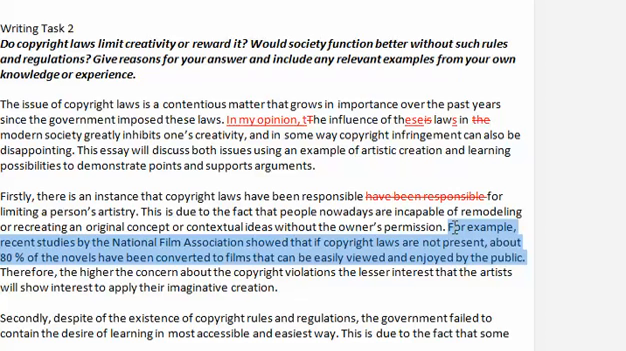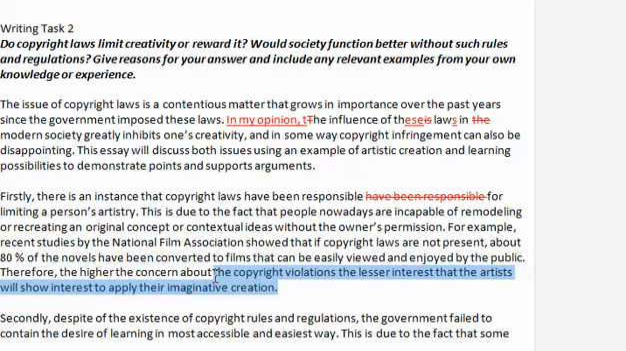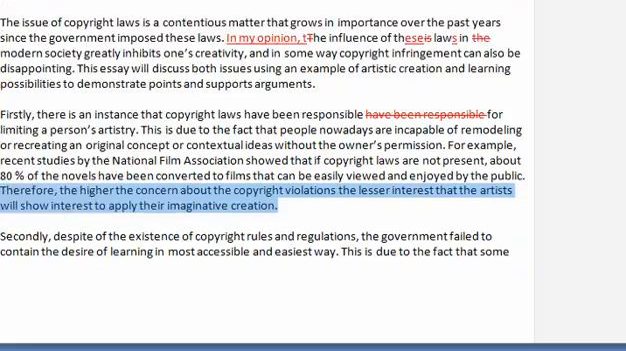Just that sentence is slightly unclear. I've got a good sense of what you're trying to do, but just look at it again and try to express your ideas slightly more clearly. Okay? Therefore, the higher concern about the copyright violations, the lesser interest that the artists will show interest. Okay, again, try to simplify the sentence and just express the idea with fewer words. I've got a sense of what you're trying to say, but it's not as clear as perhaps it should be. Okay, good. Let's move on.